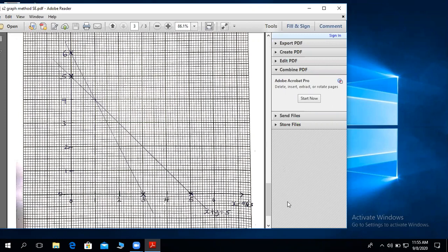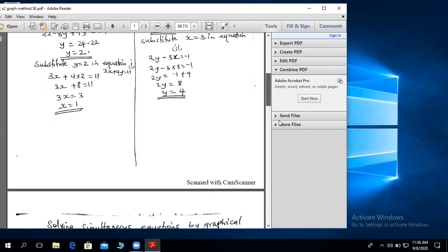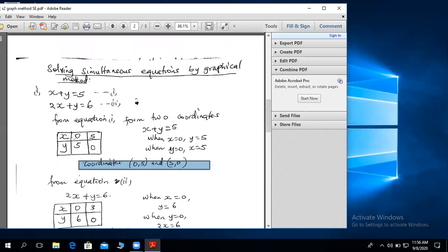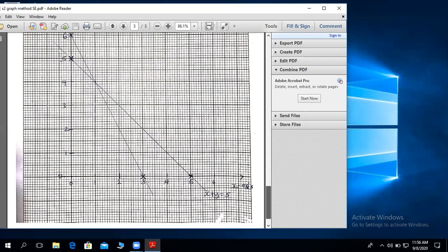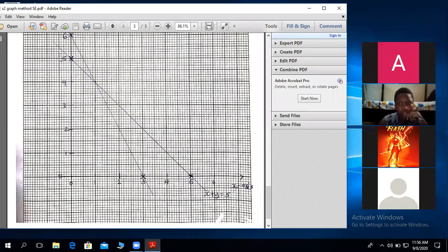My first equation was x plus y equal to 5, and we got its coordinates as 0, 5 and 5, 0. So, you know, the scale that I'm using here is from here up to here. These are 2 centimeters. So I'm using 2 centimeters to represent 1 unit.